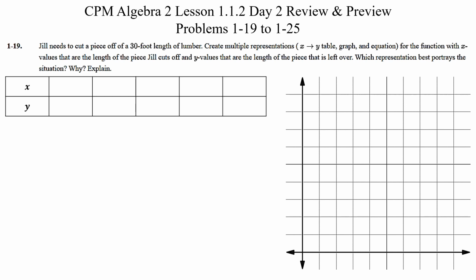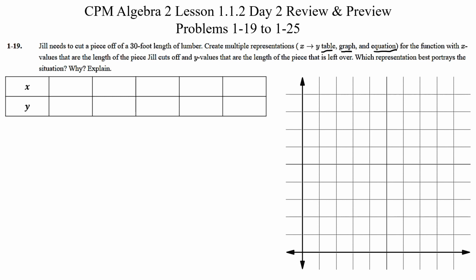Jill needs to cut a piece off of a 30-foot length of lumber. We are to create multiple representations, so we need to make a table, a graph, and an equation for the function with x values that are the length of the piece Jill cuts off and y values that are the length of the piece that is left over. Then once we create them, we're going to decide which representation best portrays the situation and why. When it says explain, that means a sentence or two. Okay, so let's delete that.